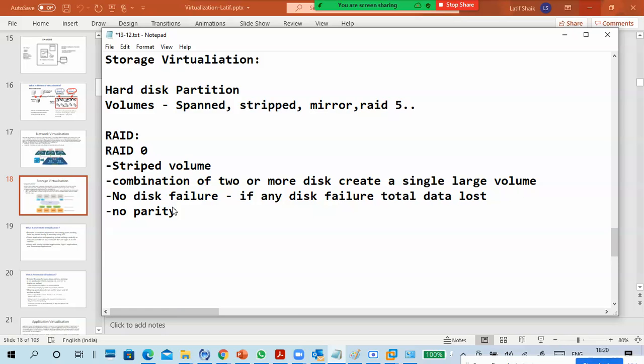Okay, so next one is RAID 1. RAID 1 we call a mirror, a mirror volume. So a combination of how many disks?